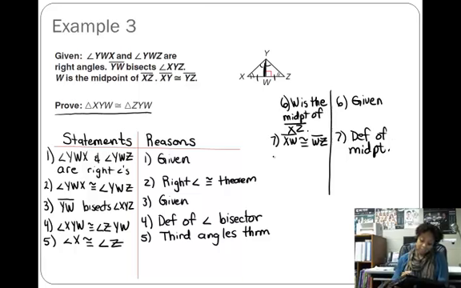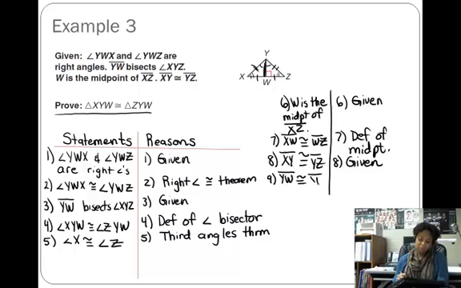Okay, then they tell us that XY is congruent to YZ, another given. I love it when there's lots of givens. So we know that this is congruent to this. So we need one more pair of congruent sides, and that would be these congruent sides right here. We can say that YW is congruent to itself. And that would be by the reflexive property.